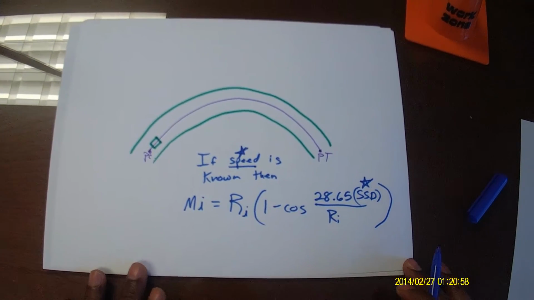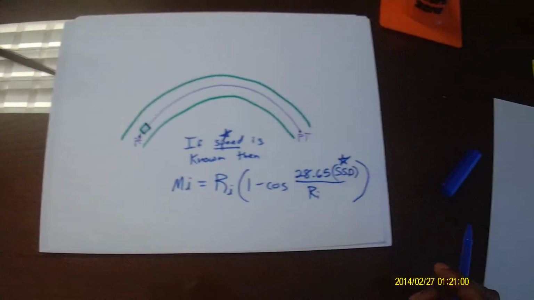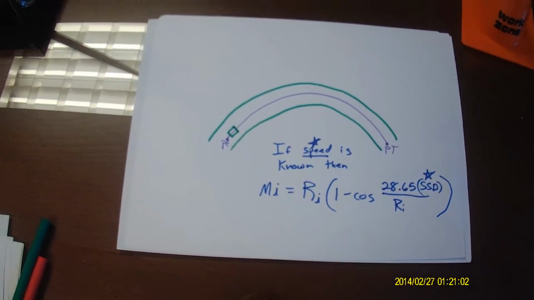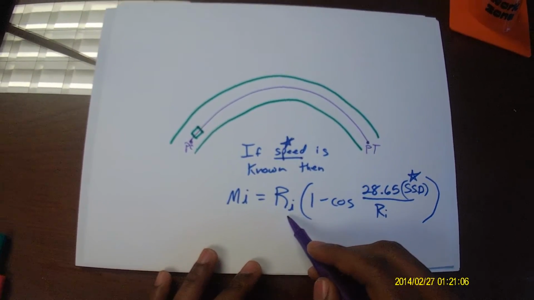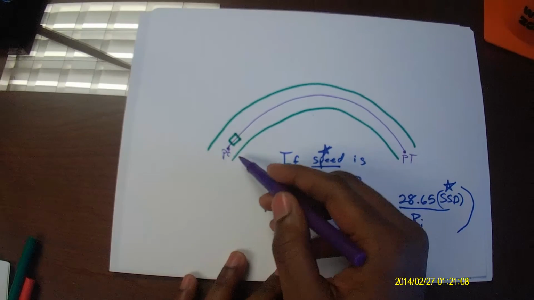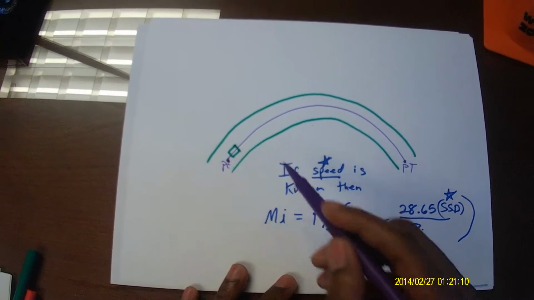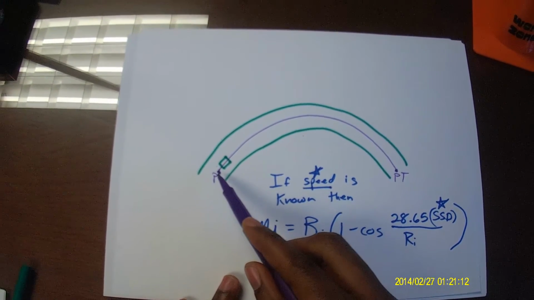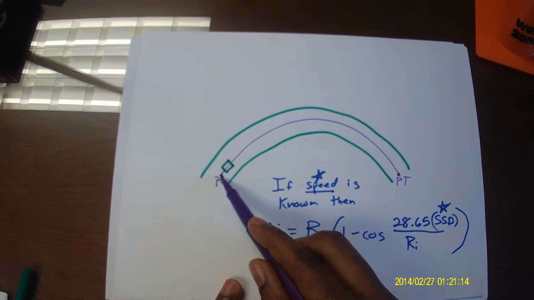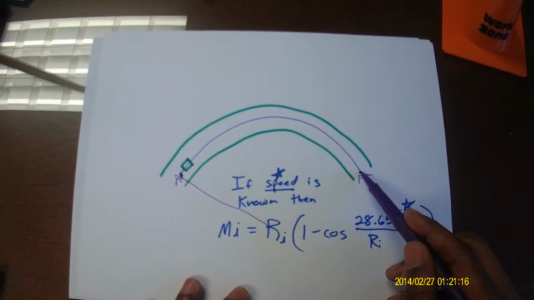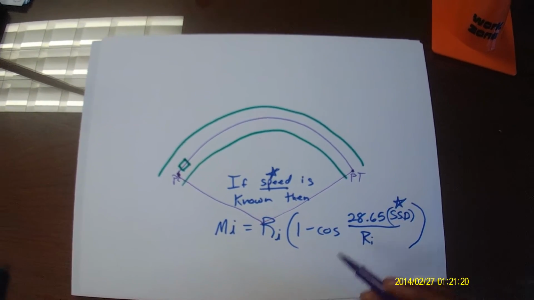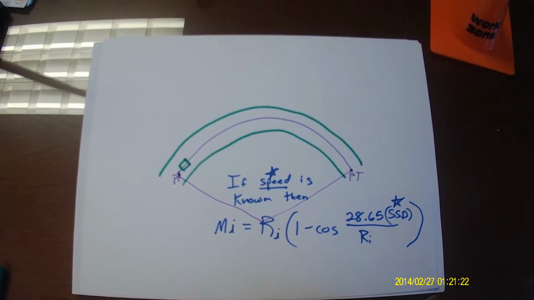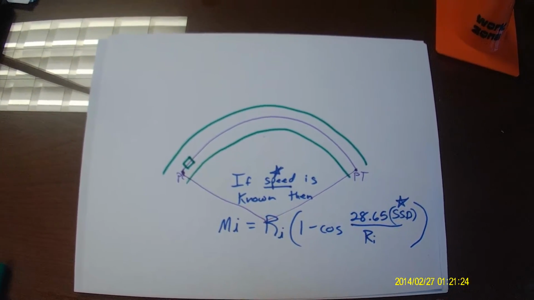So if the speed is known, then we can design a different way. Well, how do we use this? First of all, we have to know what our R is, our radius. And our radius is taken from the center line of the innermost curve. The center line of the innermost curve in this instance is basically the center line of that one lane, because it's only one lane, it's only one curve.